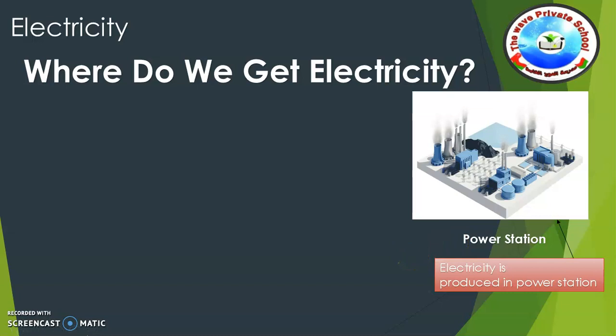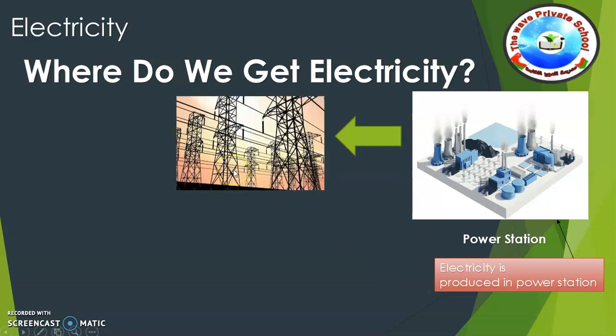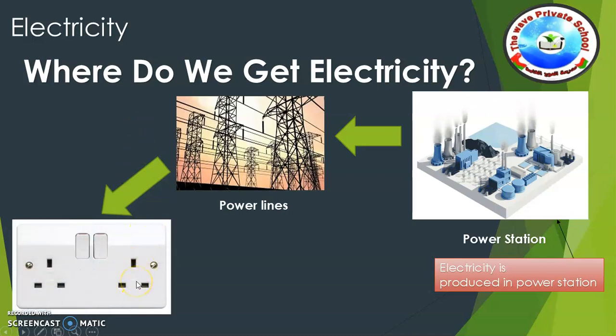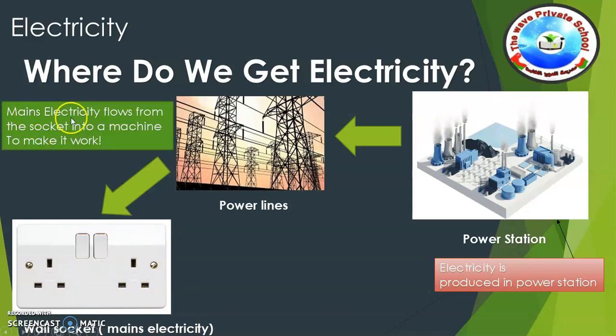How does it reach our home? It will travel through the power lines. These are the power lines. And from the power lines, it will now flow to the socket at our house. This is what we call the wall socket, or the mains electricity. What is mains electricity? Mains electricity flows from the socket into a machine to make it work.